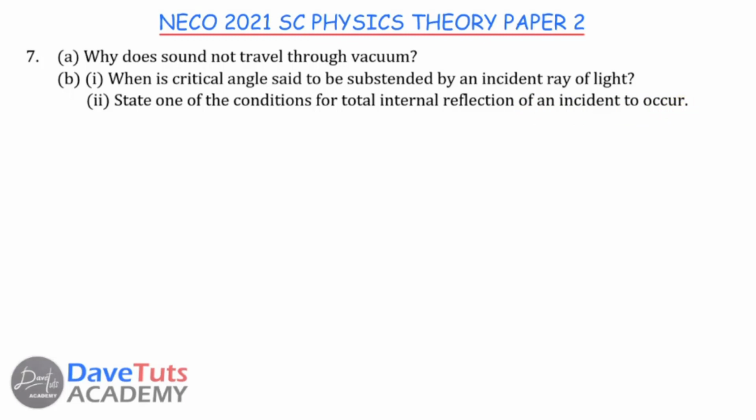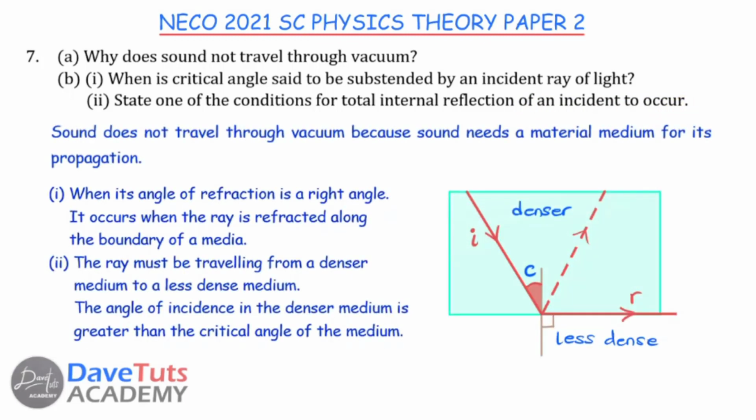For the solution to these questions, in the first case, sound does not travel through vacuum because sound needs a material medium for its propagation. So since vacuum is not a medium, sound cannot travel through a vacuum. That takes care of the very first question. Now, when is the critical angle said to be subtended by an incident ray of light? It is when the ray is refracted along the boundary of the media. Here, the ray is coming initially and then is refracted along that boundary of the media. In that case, we are saying that the critical angle is subtended by that incident ray of light.